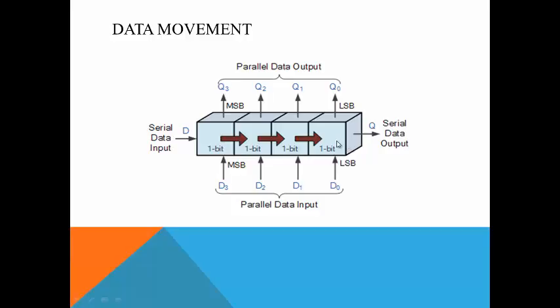So a 4-bit data can be obtained in 4 clock cycles. Otherwise this is called parallel in and serial out. And serial in and parallel out is also possible.